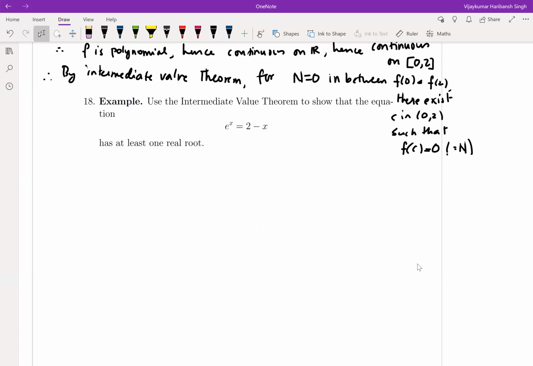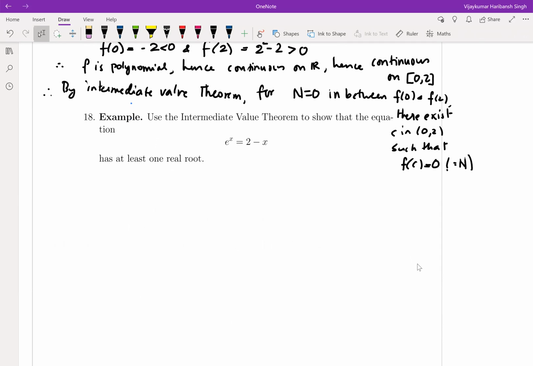Now let's use the intermediate value theorem to show that this equation has at least one root. So let's try to do this one. Either I can try to show that these functions intersect, or I can try to show the following. Let's take f of x equals e to the power x minus 2 plus x. Again, I'll apply the same technique. I'll find two points, at one point where the function value is positive and at one point where the function value is negative, so that I can trap 0 in between them.